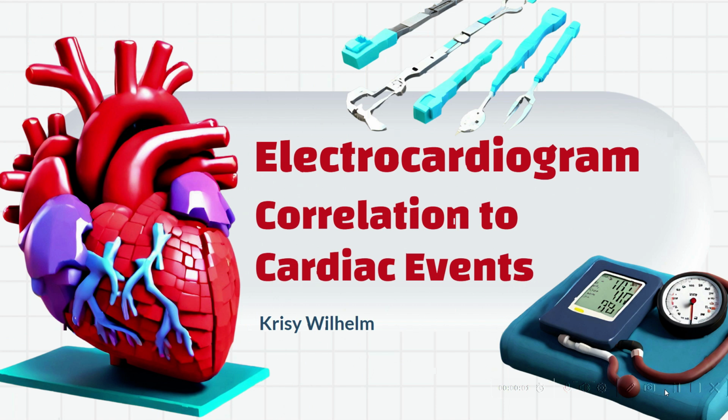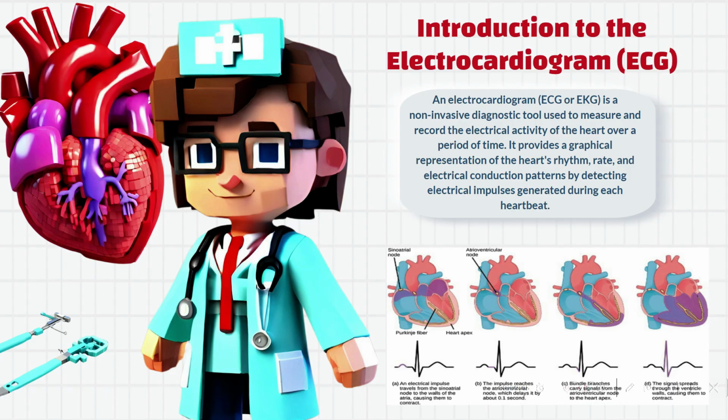The primary purpose of an ECG is to identify abnormalities in heart function such as arrhythmias, myocardial infarctions, which is a heart attack, and conduction blocks. By analyzing the characteristic waves and intervals such as the P wave, the QRS complex, and the T wave, clinicians can assess the structural and functional integrity of the heart.